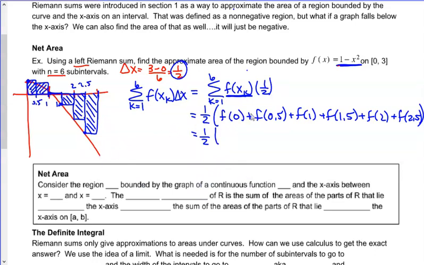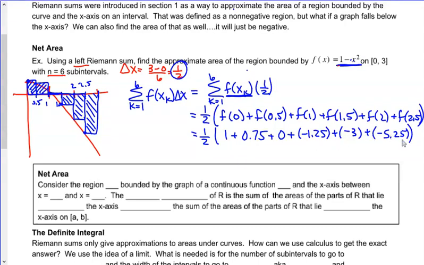So you're just going to realize that that's what that means. If I plug 0 into my function, 1 minus 0 squared is 1. If I plug in 1/2, I get 3/4 or 0.75. What happens when I plug 1 in? 1 squared is 1, 1 minus 1 is 0, and that's this rectangle that doesn't contribute any area. When I plug in 1.5, I get negative 1.25. When I plug in 2, I get negative 3. And when I plug in 2.5, you get negative 5.25. Those are my values evaluating the function at all those grid points.